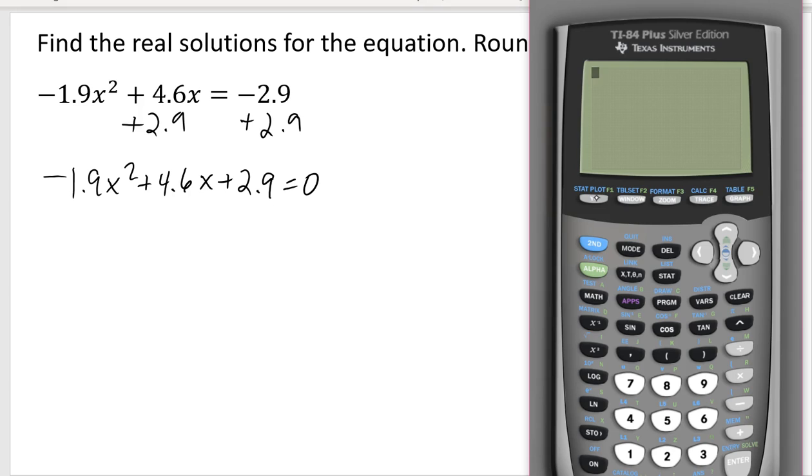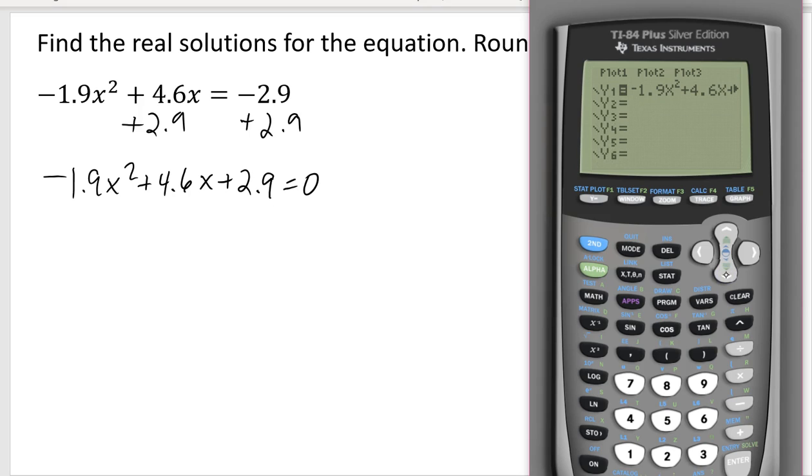Now, we can enter this into our equation. And the reason this works, to put it in our grapher, is that we know that the solutions for a quadratic are the x-intercepts, and the x-intercepts occur when y is equal to 0. We'll enter in negative 1.9 x squared plus 4.6 x plus 2.9.